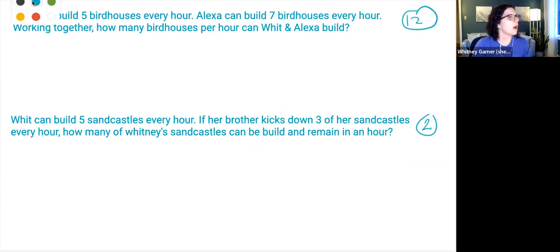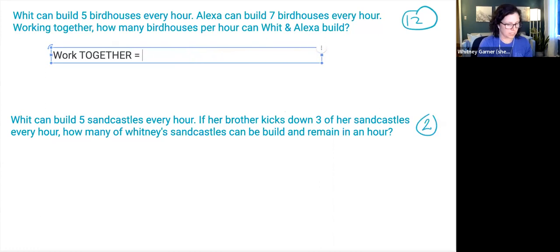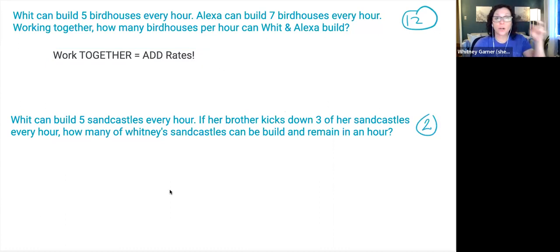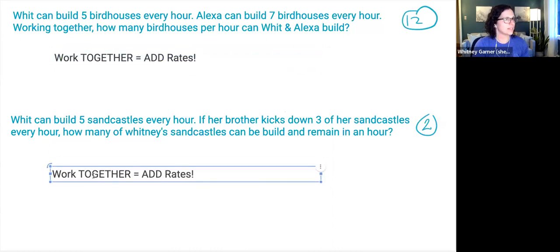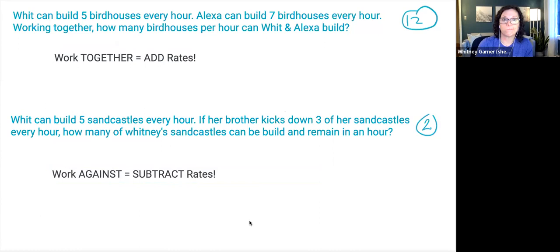And so what we've got is when things work together, no matter what the scenario, when things work together, we add their rate. Birdhouses per hour, that's a rate. Sandcastles per hour, rate. So when things work together, we're adding their rate. When things work against each other, we subtract their rate. So let's look at our cheat sheet, if you will.